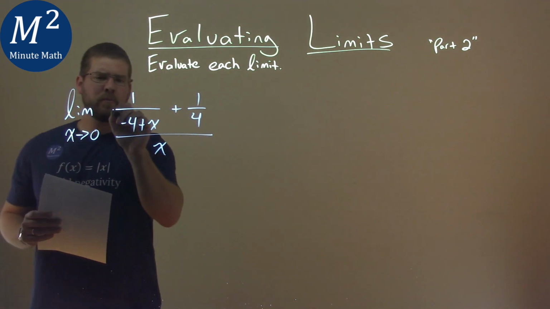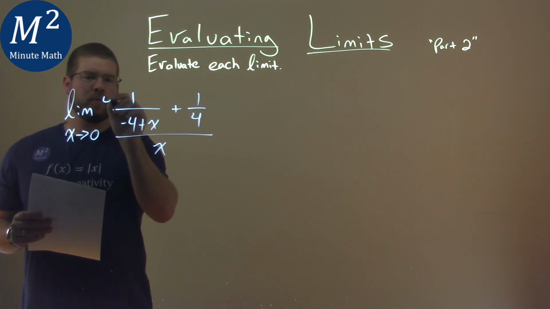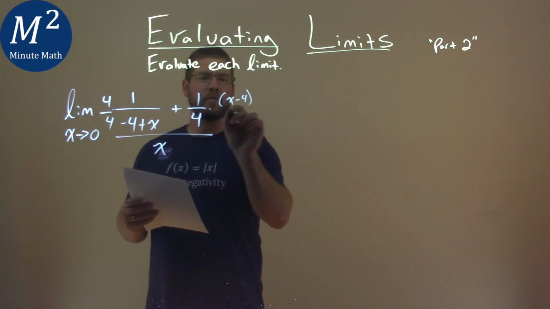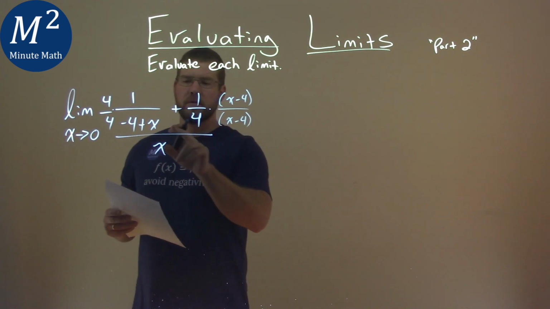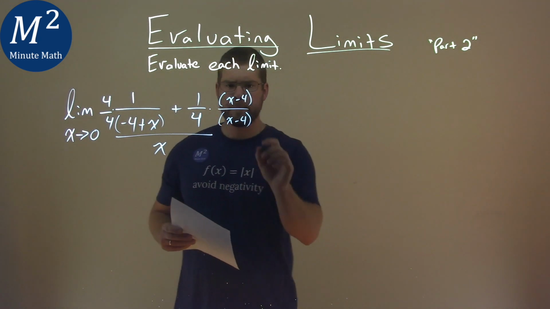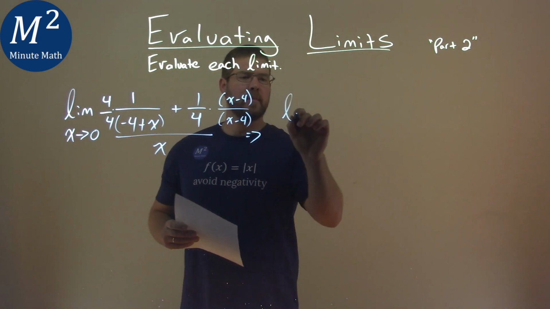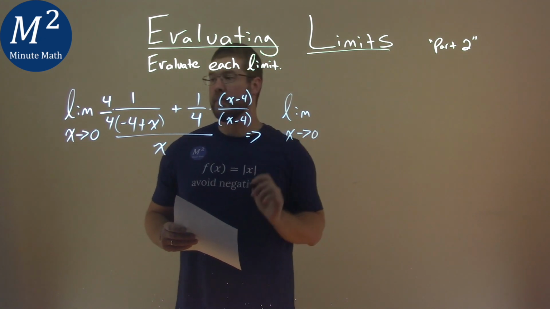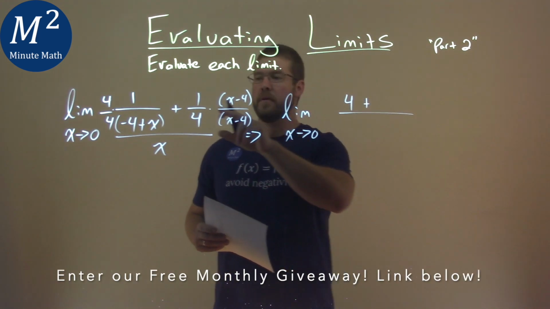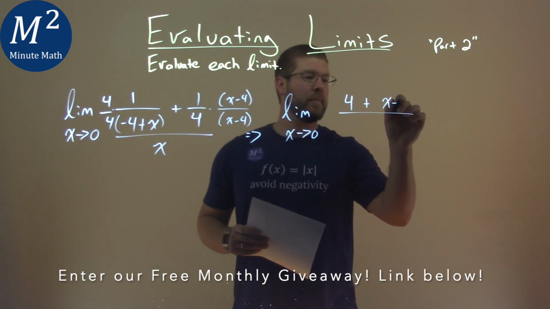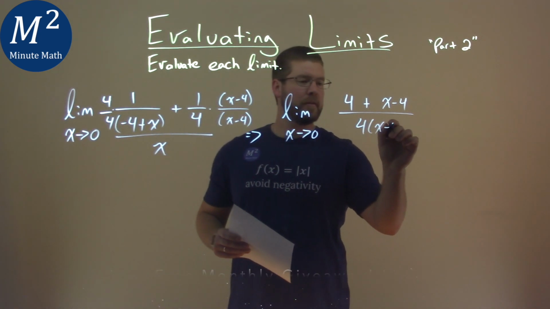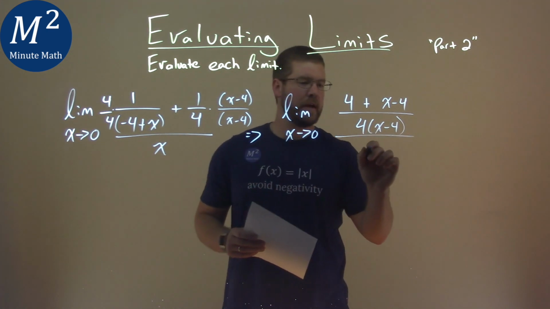So to do that, I'm going to multiply this part here by a 4 over 4. And the second fraction, to find a common denominator, an x minus 4 over itself. Notice, parentheses here, negative 4 plus x is the same as x minus 4. So let's take that limit, move the limit here, as x approaches 0. On the numerator, we have a 4 plus 1 times x minus 4, which is an x minus 4. And the denominator is the 4 times an x minus 4, and that's all over that good old x here.